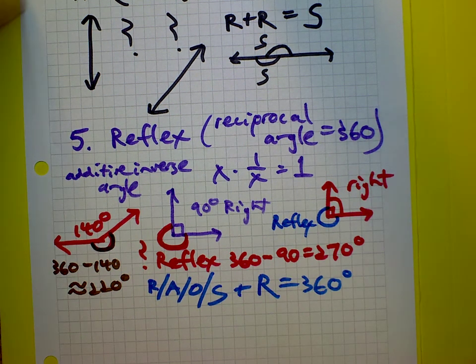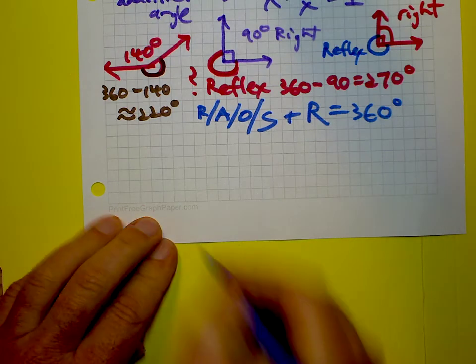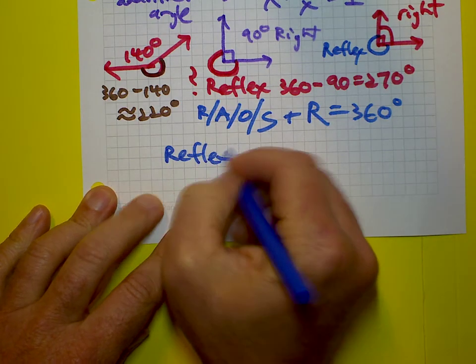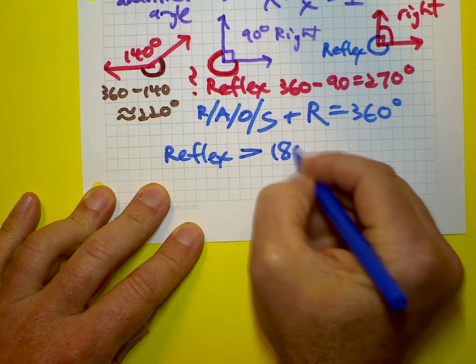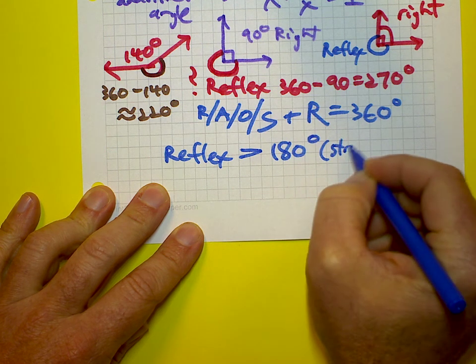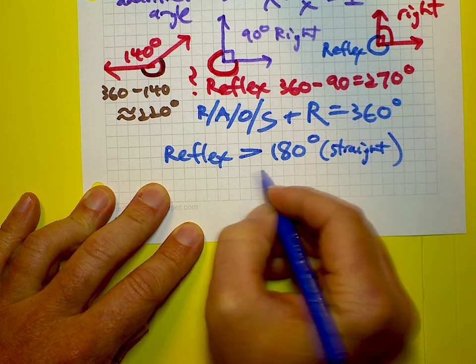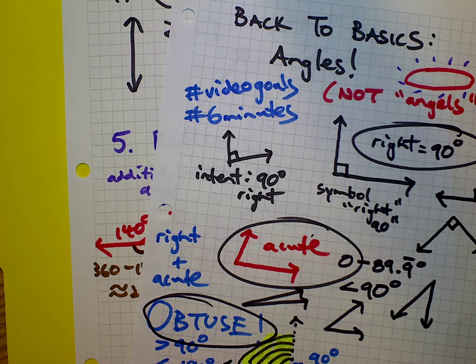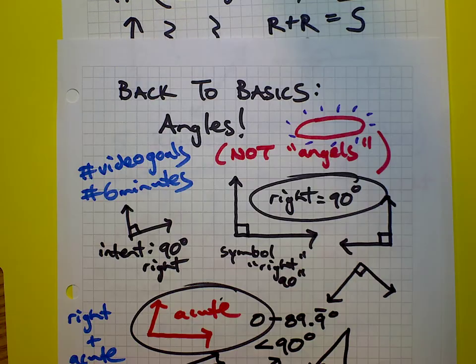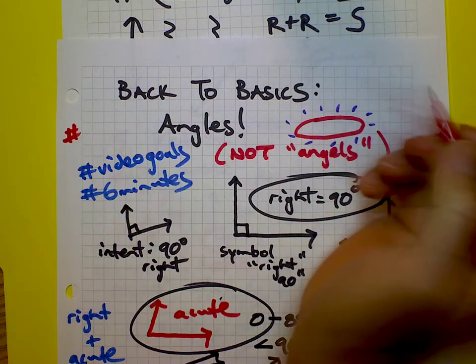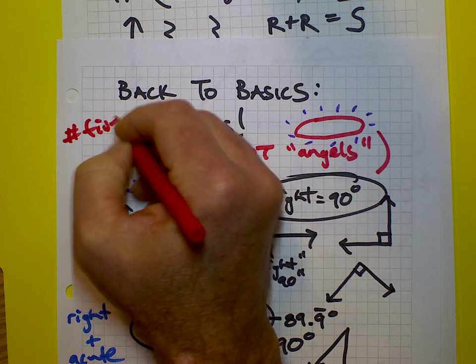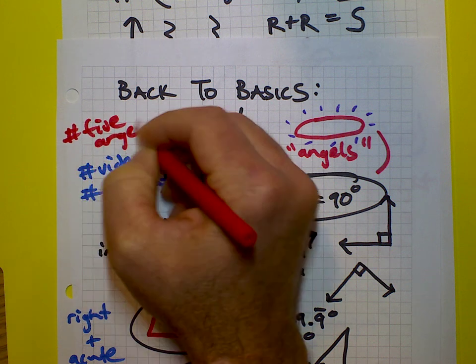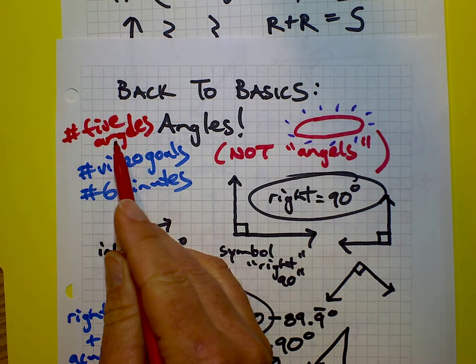So let's define reflex. Reflex is more than 180. It's greater than a straight angle, but it's less than 360. Okay, so yeah, that covers a lot of stuff there. Acute, obtuse, reflex, right, straight, got them all. My video goal was 5 angles. Not 5 angels, 5 angles.